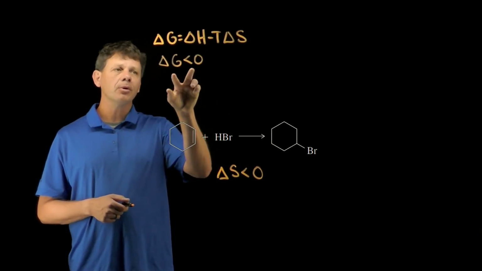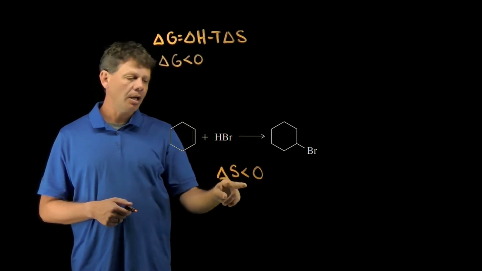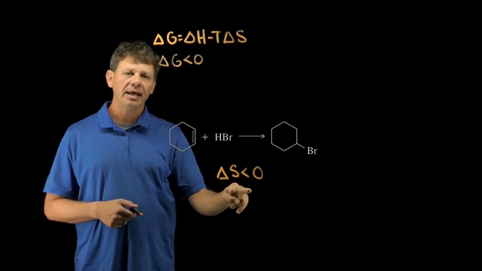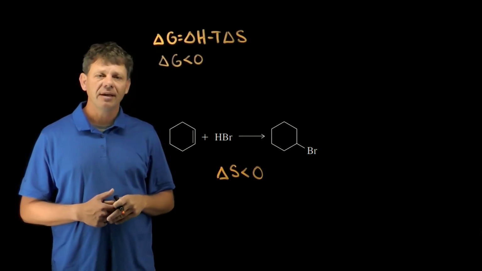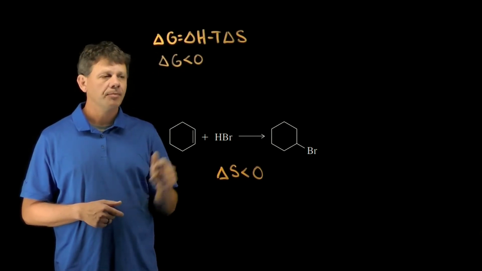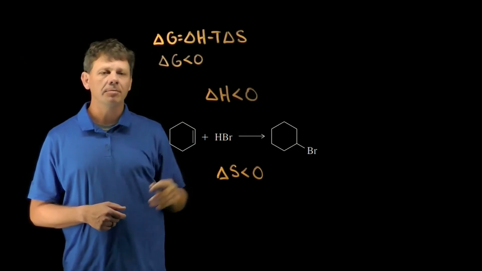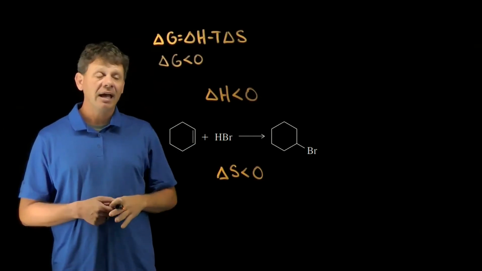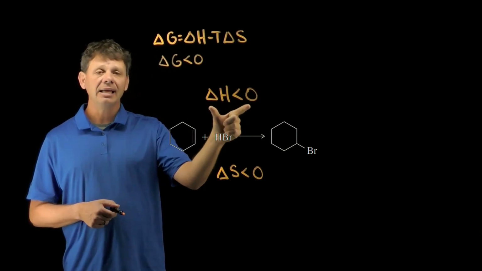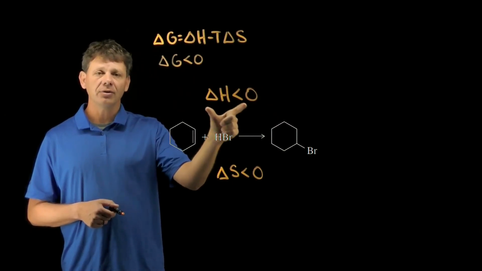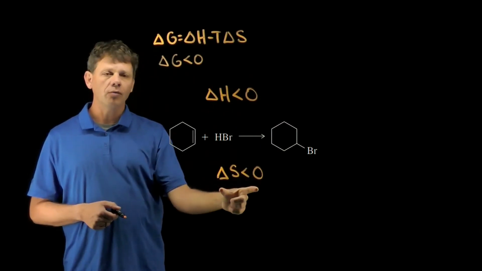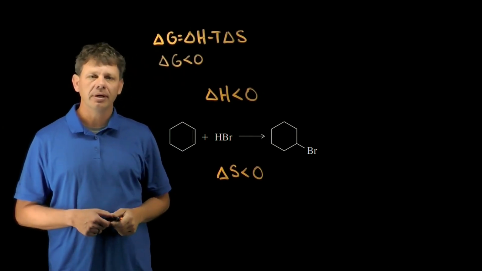If it's favorable in terms of delta G, but unfavorable in terms of delta S, it must be favorable based on delta H. So for this, delta H, we expect to be less than 0. And in fact, it needs to be a high enough magnitude of delta H less than 0 to overcome the unfavorable entropy term.